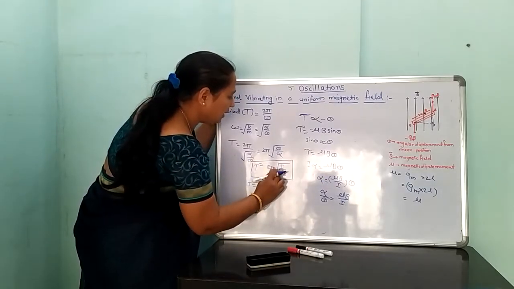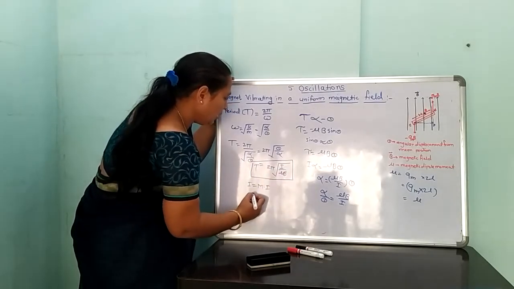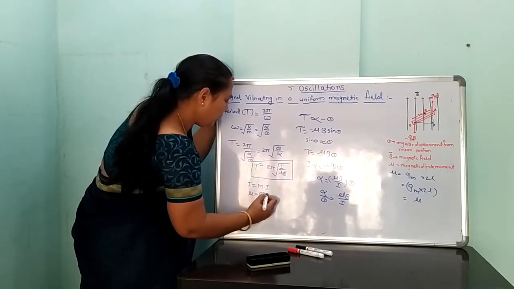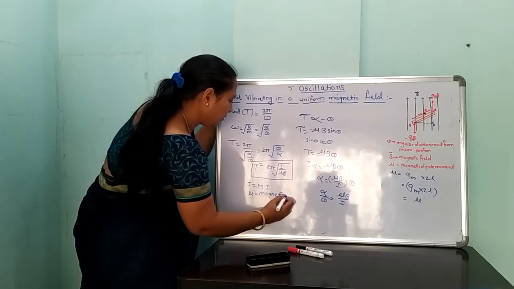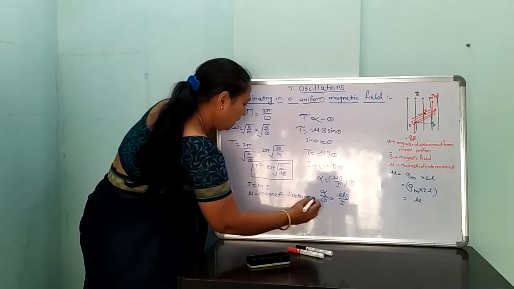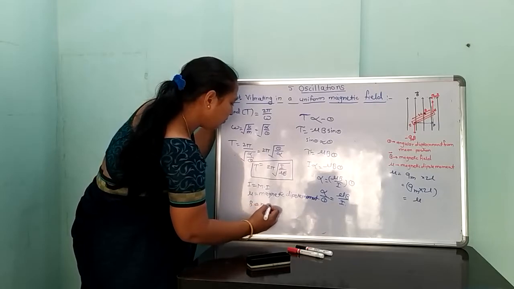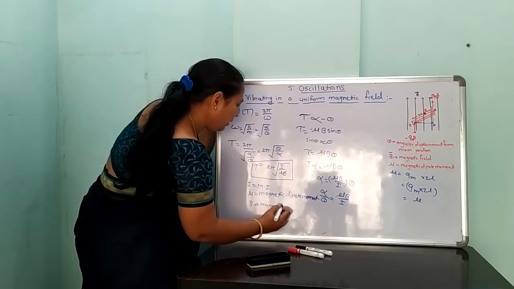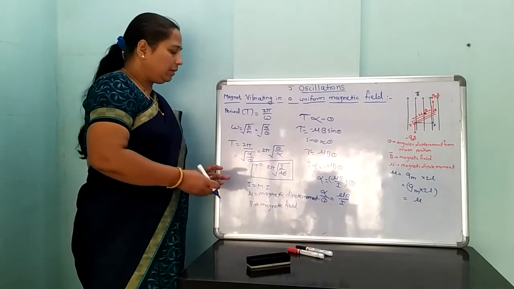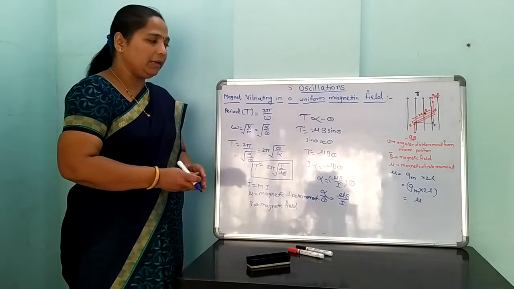Mu B sin theta, where mu is the magnetic dipole moment. In the new textbook, it is referred to as the magnetic dipole moment. Mu is the magnetic dipole moment, and B is the magnetic field. This is the period for a magnet vibrating in a uniform magnetic field.